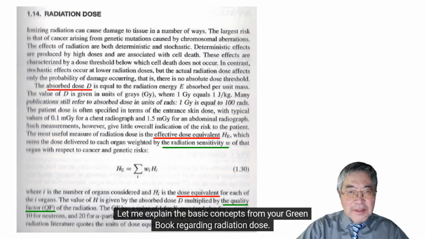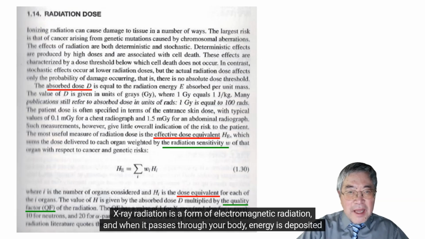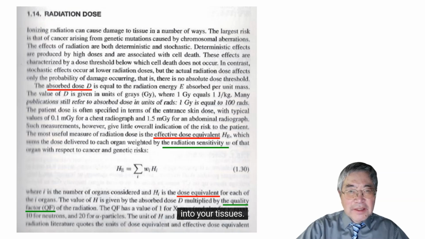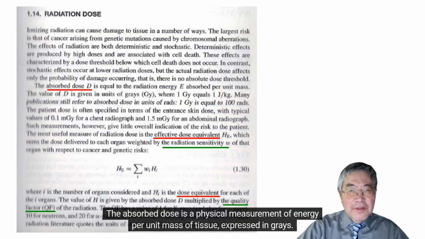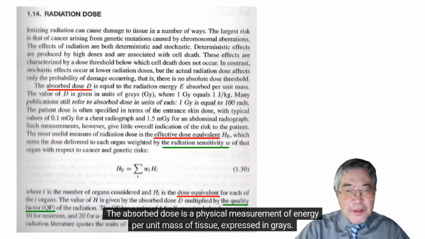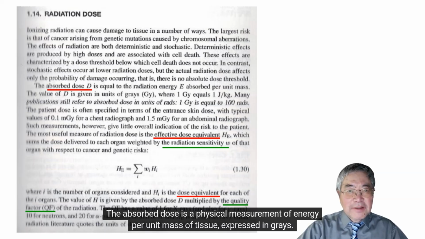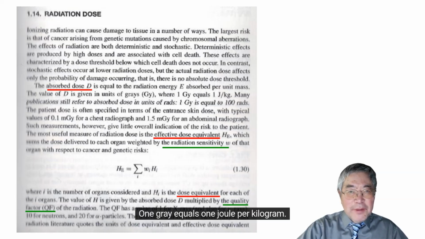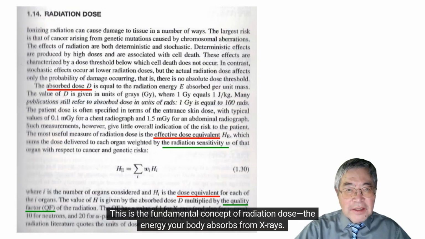Let me explain the basic concepts from your green book regarding radiation dose. X-ray radiation is a form of electromagnetic radiation, and when it passes through your body, energy is deposited into your tissues. This energy deposited is called the absorbed dose. The absorbed dose is a physical measurement of energy per unit mass of tissue expressed in grays. 1 gray equals 1 joule per kilogram. This is the fundamental concept of radiation dose, the energy your body absorbs from X-rays.